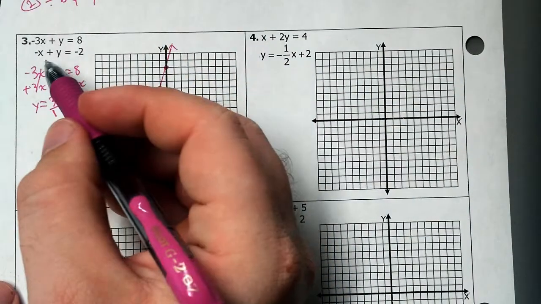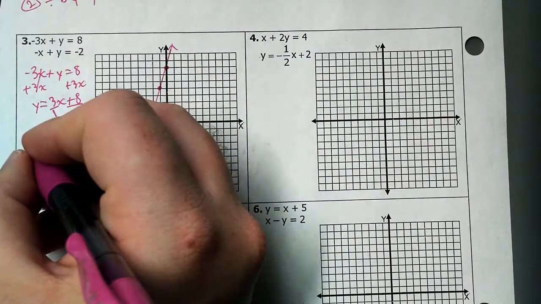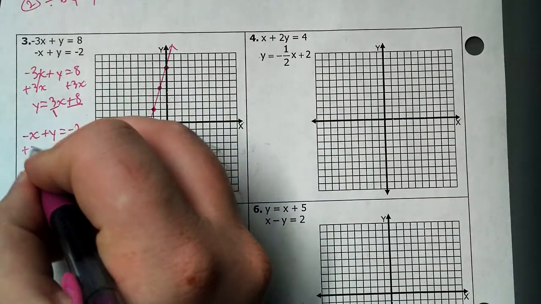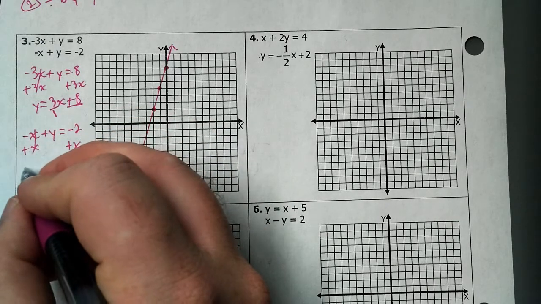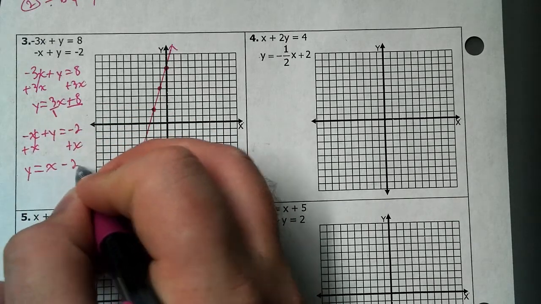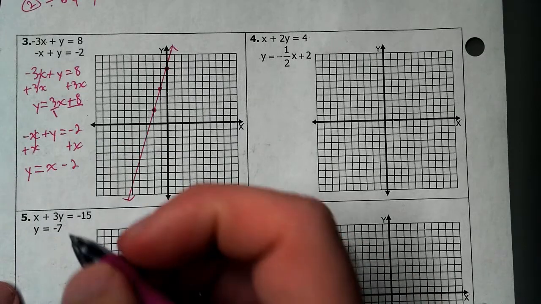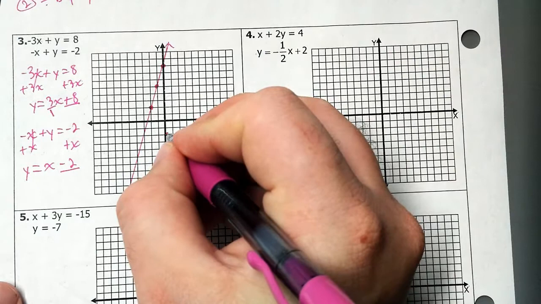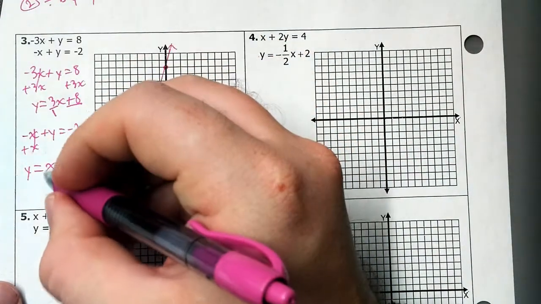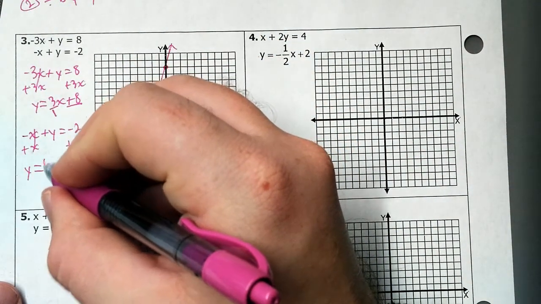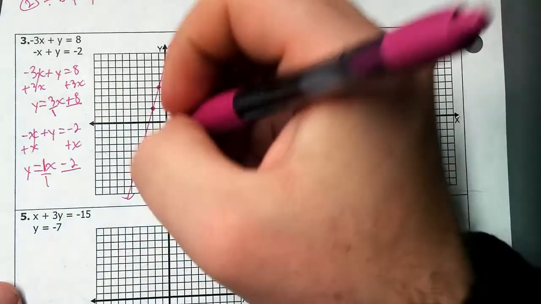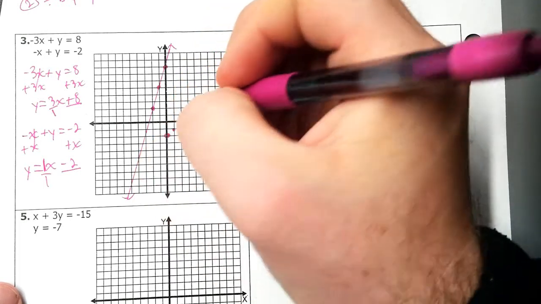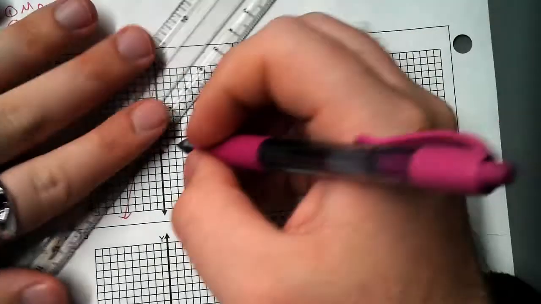Now, this one says negative x plus y equals negative 2. So when I move my x, you get y equals x minus 2. Well, I have it in y equals. So I have my intercept, it's at negative 2. Now, my slope, and you've got to remember that sneaky 1, slope of 1 over 1. So from here, up 1 over 1, up 1 over 1, and I got 3 points, so let's graph it.